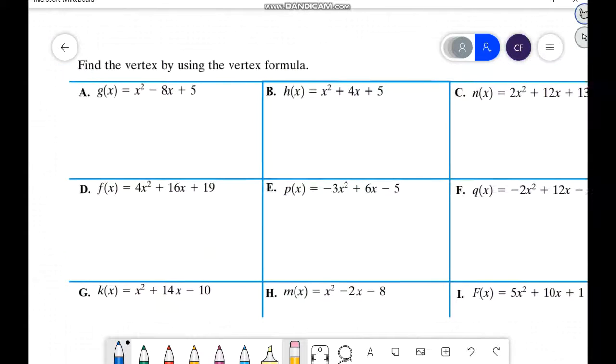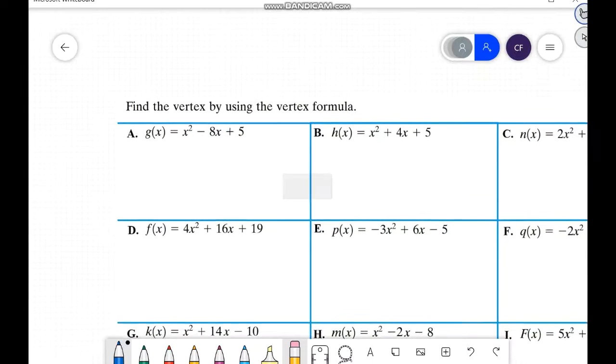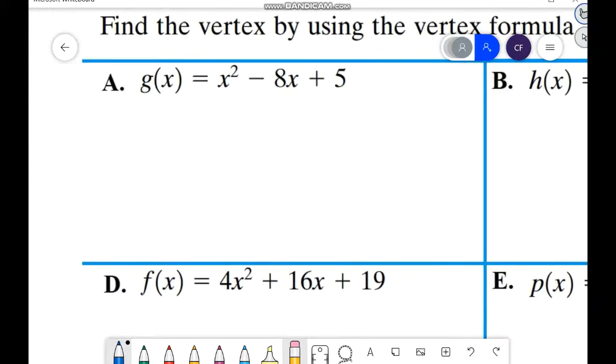Today we have to find the vertex by using the vertex formula. And let's work on letter A. The equations are not in the vertex form. They are in the standard form. So we need to first identify a, b, and c. So a here is 1, b is -8, c is 5. Let me write it down here. a equals 1, b equals -8, and c equals 5.